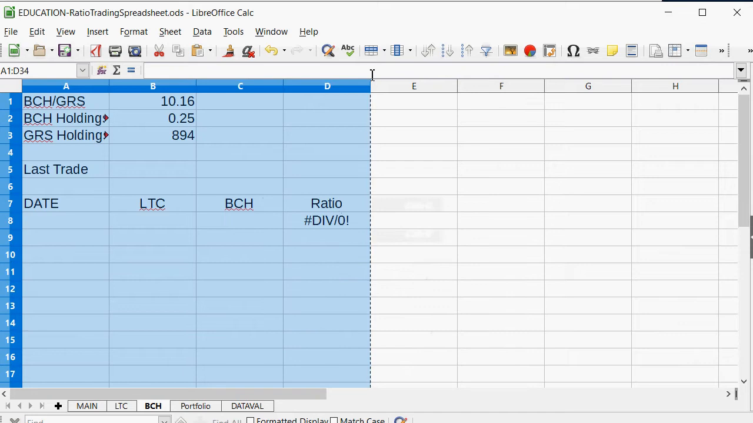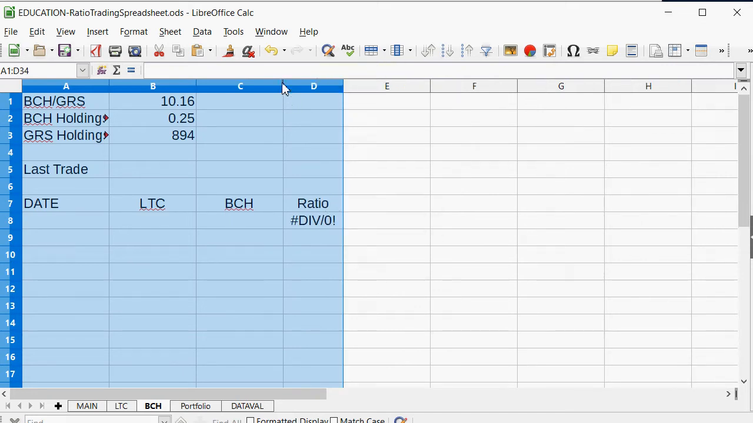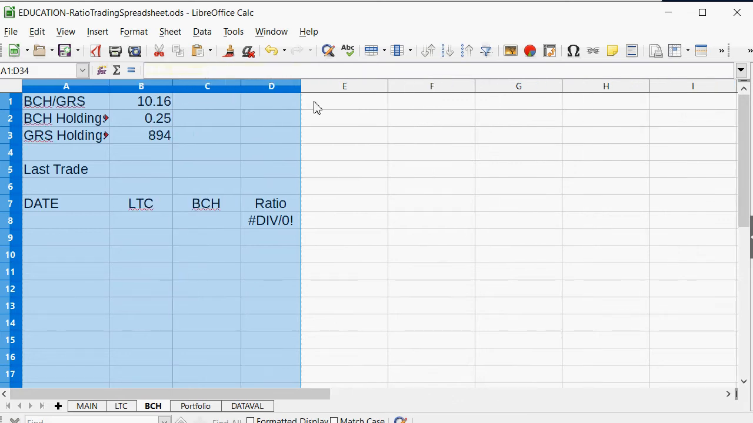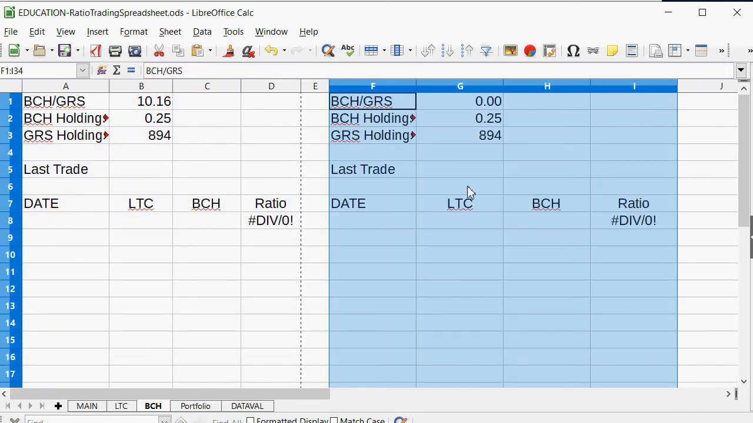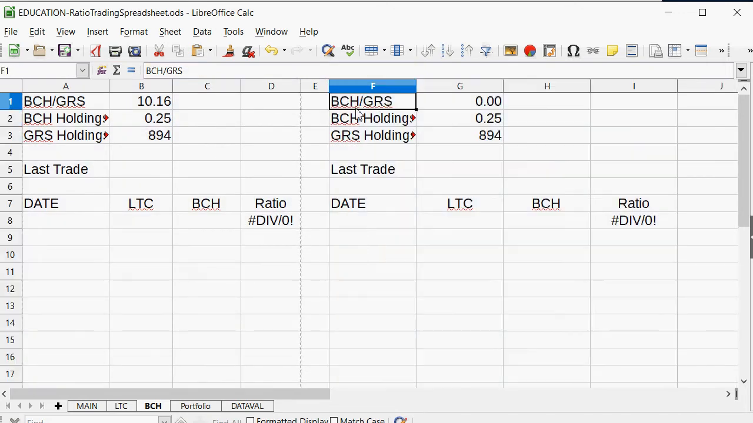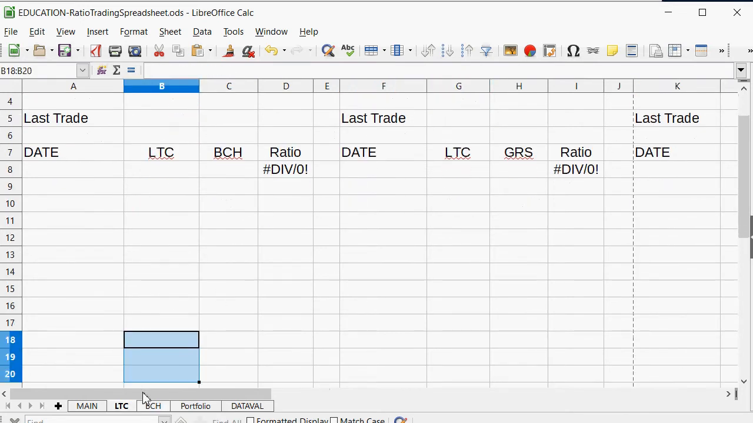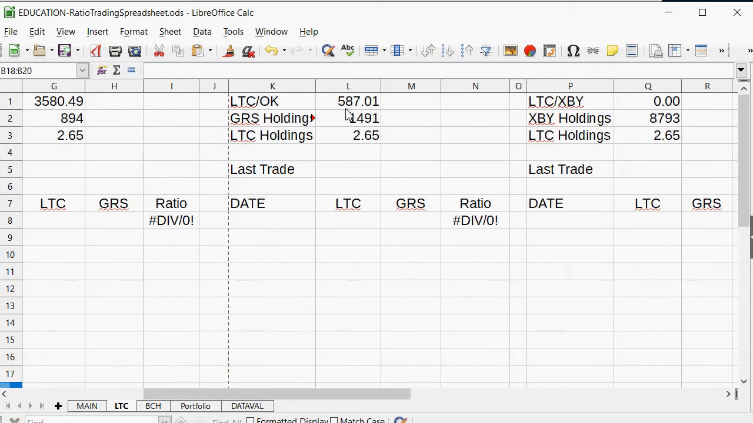Okay, I'm going to copy and paste again. I'm just going to switch just quickly. Change the size of these in here. Don't need them as big as they are. I'll have a separator space here. And now it's going to be Bitcoin Cash and OK Cash. And for the OK Holdings, we're going to do for each one, or for GRS Holdings, 1491.